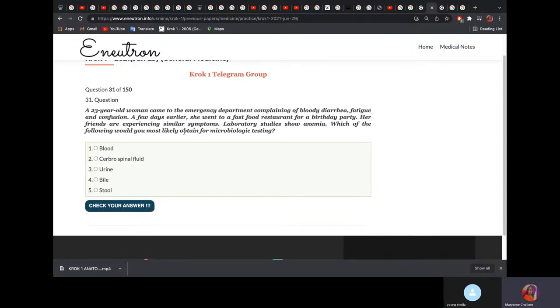A 32-year-old woman came to the emergency department complaining of bloody diarrhea, fatigue, and confusion. So bloody diarrhea. Okay, remember that I told you that cholera does not invade. So that's why it's mostly diarrhea, no blood. It's just watery stool. But Shigella invades your intestine. So that's why there will be blood in your stool. So bloody diarrhea, this is Shigella. Because she ate food at a birthday party. So we know that Shigella is fecal-oral. What should you study?